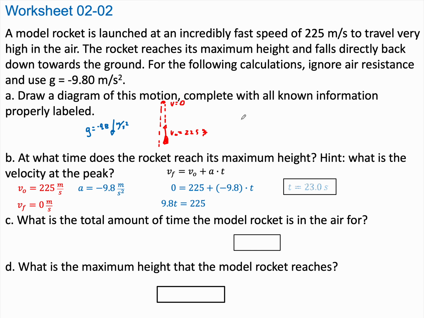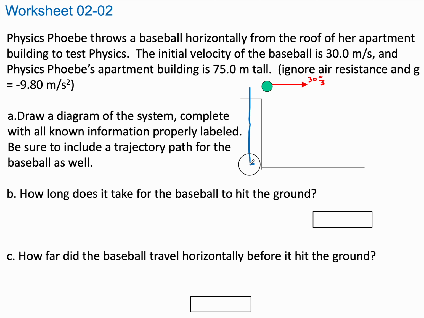You could also use average velocity times time. That would also work. Lots of different ways. Let's take a look at one more. This one's more a projectile motion problem. In this case, Phoebe throws a baseball off the top of her building, a tall building, at 30 meters per second. The height of the building is 75 meters, and that includes her height. And so the question is how long is it going to take for it to fall down this 75 meters?